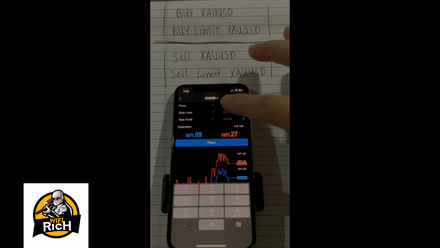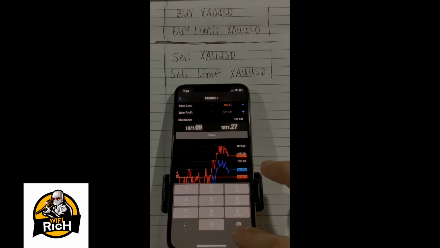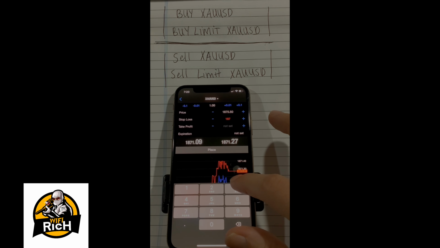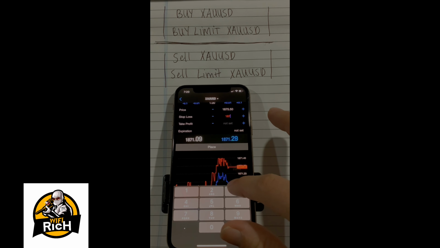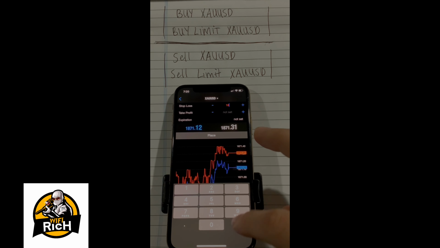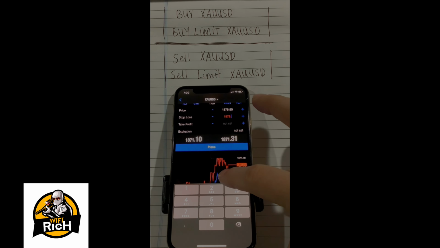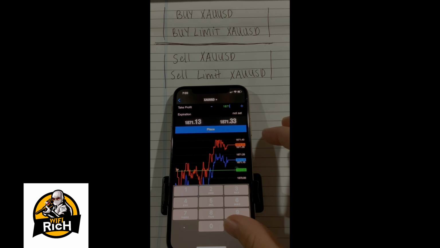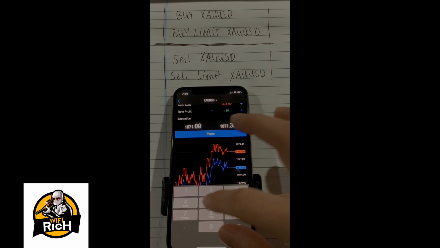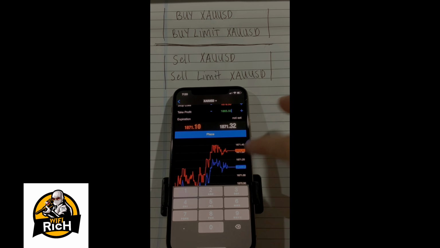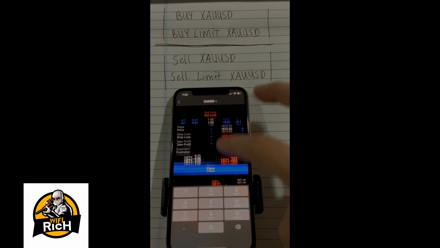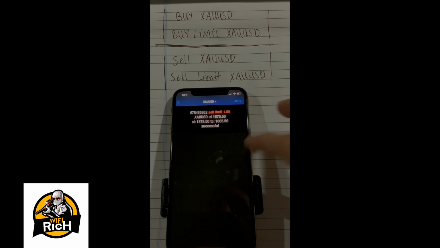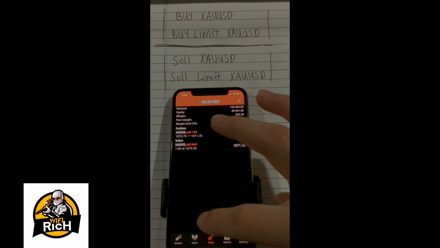So now that I'm setting my price, and I love sell limits or buy limits because you don't have to rush. You know that price is going to get there when it gets there, and you can go about your day and do your thing. Stop loss from there would be 30 pips, so 1878. I'm going to put 50. Take profit, 1865.50. What am I risking? 10. Boom. And now I am in the market with a sell limit.